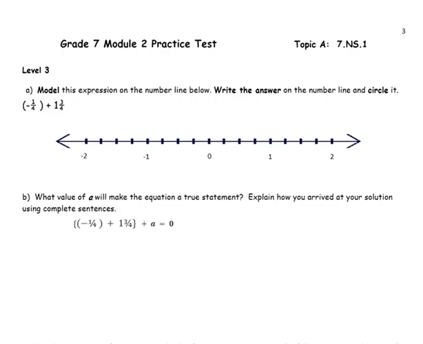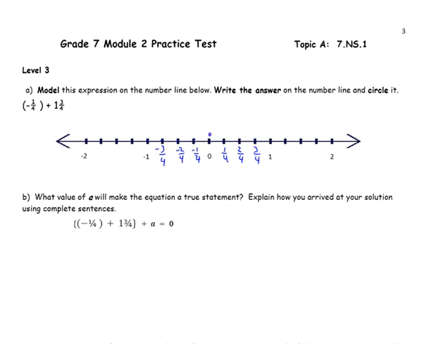On page 3, model this expression on the number line below. Write the answer on the number line and circle it. Remember to start at 0. And then these marks, there are 1, 2, 3, 4 of them. So this is negative 1/4, negative 2/4, or negative half, negative 3/4. And then this is 1/4, 2/4, and 3/4. So our first number is negative 1/4.